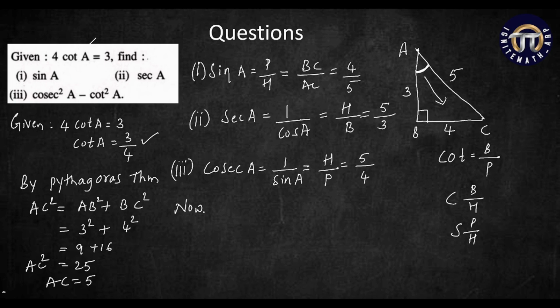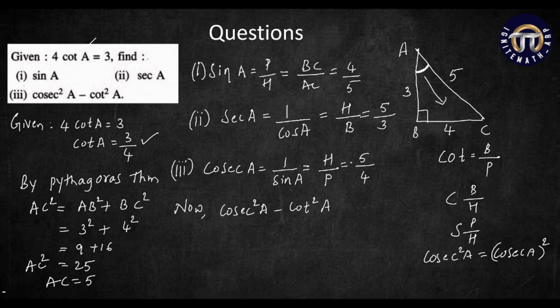Cosecant square A is same as cosec A the whole square. Cosecant square A minus cot square A. I have found out the values. I'll just substitute the values over here. You must understand cosecant square A is same as cosec A the whole square.